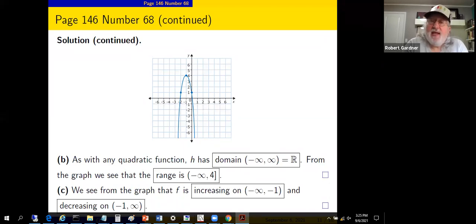Increasing and decreasing, they ask about in part C. Well, it's increasing up to x equals -1 and is decreasing after -1. The way we've dealt with it is in terms of open intervals. So here we would say f is increasing on the open interval from -infinity to -1 and decreasing on the interval from -1 to infinity.